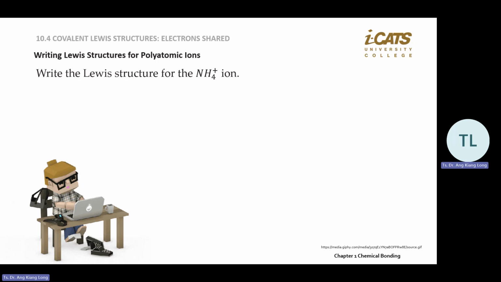But this is a positive charge. So with a positive charge, do we remove or add? We remove, we throw away an electron. So 9 minus 1 is 8. Then you group them together. At the end, you remember to use the bracket for the Lewis structure. That's all.